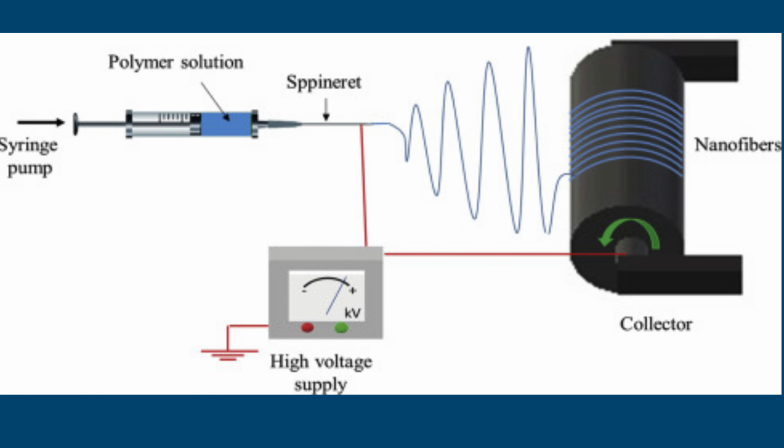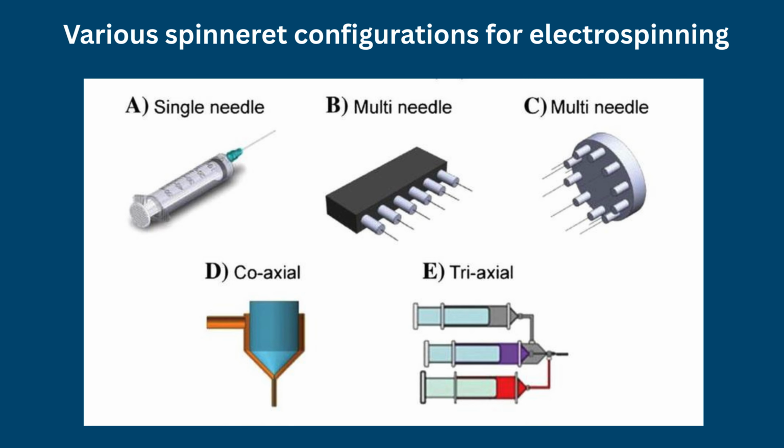The high-voltage power supply generates the electric field required to initiate and sustain the spinning process, with typical operating voltages ranging from several kilovolts to tens of kilovolts. The spinneret, often a metallic capillary, serves as the site of Taylor cone formation and jet initiation. Variations in spinneret design, including multi-needle and needleless configurations, enable control over production rate and fiber architecture.